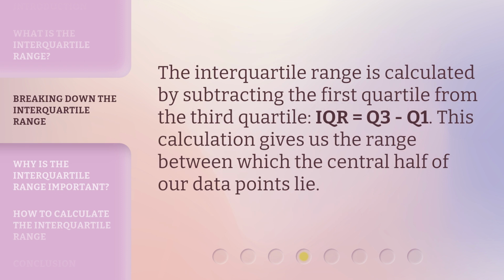The interquartile range is calculated by subtracting the first quartile from the third quartile. IQR equals Q3 minus Q1. This calculation gives us the range between which the central half of our data points lie.